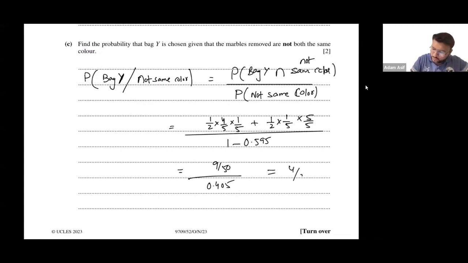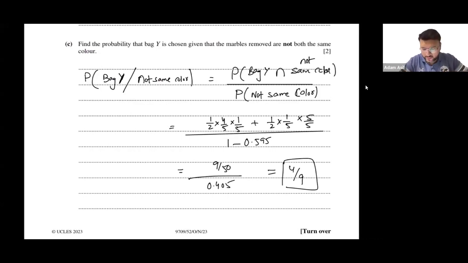So I'm getting 4 upon 9 as the final answer. Okay, that's the final answer.